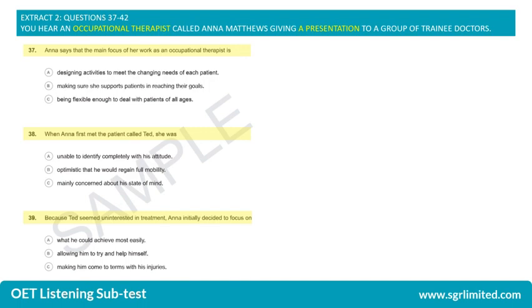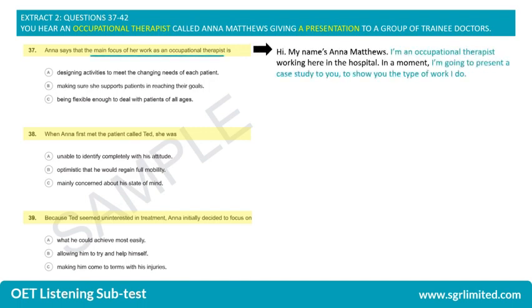Look at question number 37. Here, the question wants you to identify the main focus of Anna's work. Anna then introduced herself and mentioned that she will present a case about occupational therapy. This means that Anna will talk about her work, and your job is to identify the main focus or the most important aspect of her job as an occupational therapist.